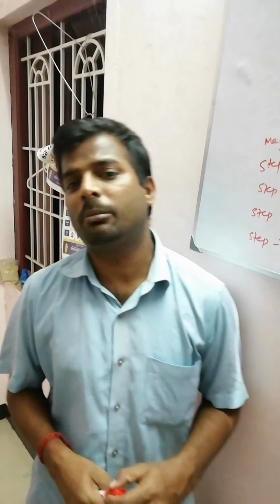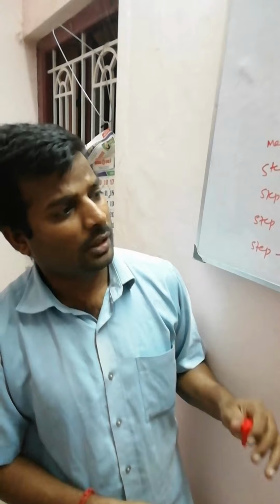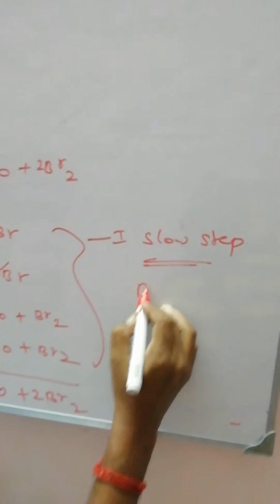In the case of a complex reaction, the order may be determined by the slowest step, the rate determining step, which we will learn in the later part of this lesson. What is the rate determining step? Suppose this reaction is taking place in four steps, but the initial step is the slowest step. A slow step is called the rate determining step.